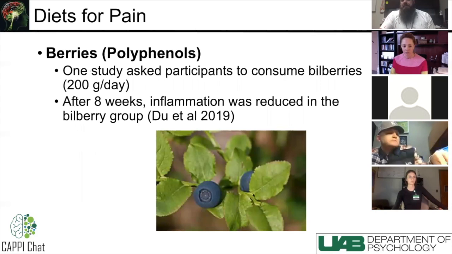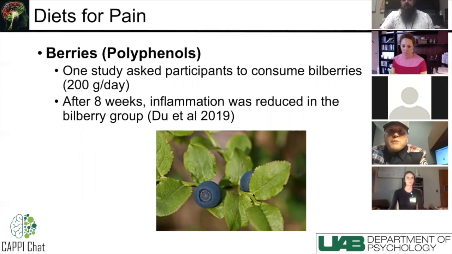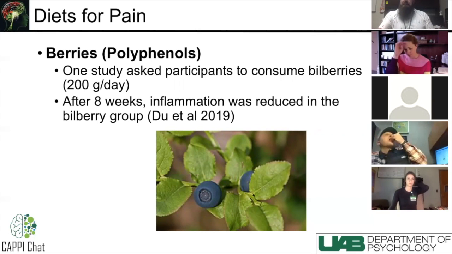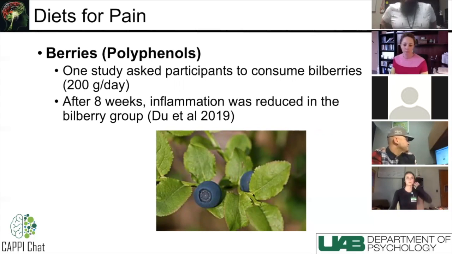One of the studies that has looked at some of these polyphenols asked individuals with pain to consume bilberries. Now, bilberries are shown here. They're very similar to a blueberry, but they're found in Northern Europe. After 8 weeks of eating these bilberries, so around a cup a day, you saw a decrease in inflammation. So these supplements can help and can reduce inflammation. Now, eating a cup of blueberries a day may be okay, but a lot of people can't always sustain that.